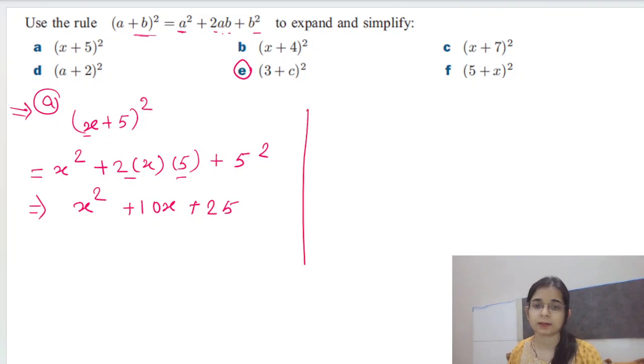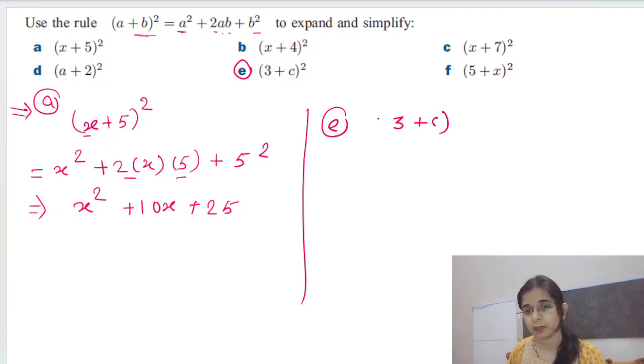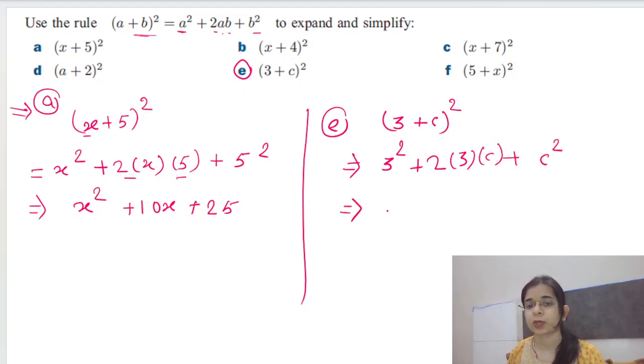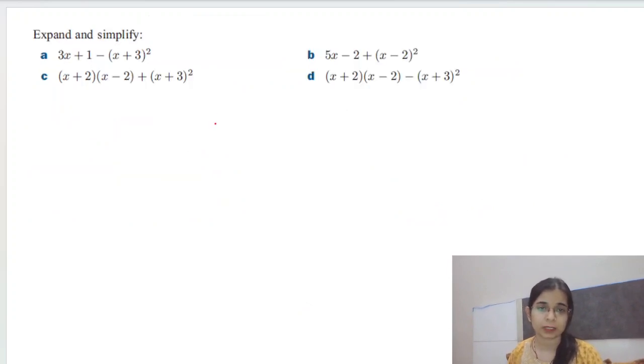Now as this is an easy thing, we are going to do the part E here. (3 plus c) square. You can see here, firstly we are going to write the square of the first term, plus 2 times first term and second term, and square of the second term. Square of the first term is 9. 2 times 3 is 6, 6c and c square. Understood? The rest of the questions I'm leaving for you. Just do it for your practice.